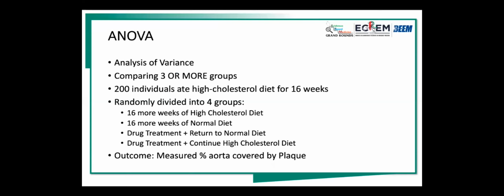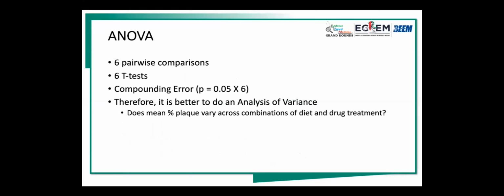Now, when you're trying to compare these 4 groups, you would have to do multiple t-tests if you were to stick with t-tests. If you did pairwise comparisons, you would have to do 6 pairwise comparisons, 4 choose 2, from the good old statistical days in high school. If you were to do that, you would have compounding error. For every t-test, if your p was 0.05, you would then have to multiply that by 6, so you're losing statistical power. Therefore, if you're comparing more than 2 groups, it's better to do an analysis of variance.